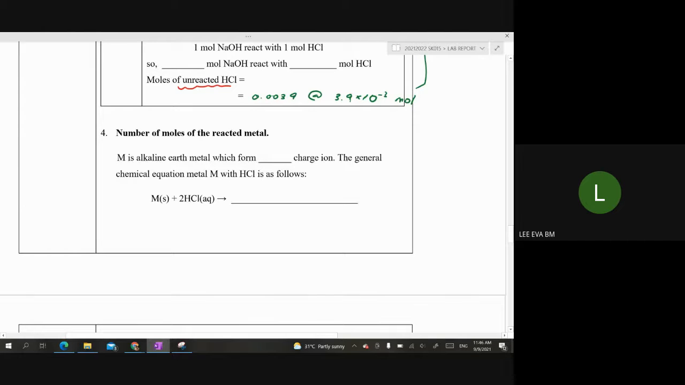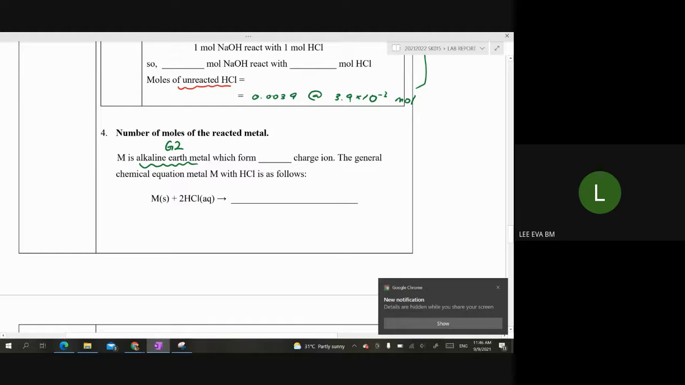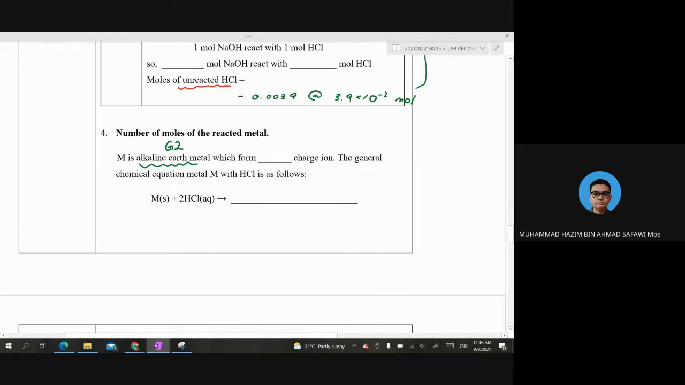So let's just look at the sentence over here and we complete together. M is the alkaline earth metal. So alkaline earth metal is the name for the elements in our group 2. So what is the charge of the ion it can form? 2 positive. Positive 2, okay, with a positive 2 charge. And the general chemical equations between this metal M with HCl as follow. We have 1 mole of M, 2 mole of HCl, and then from the product, what will it be? MCl2 plus H2. Okay, very good.